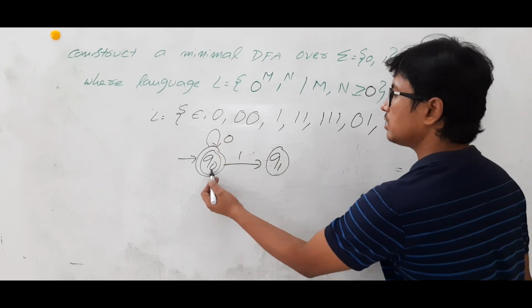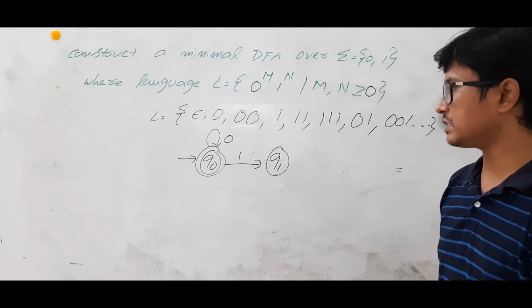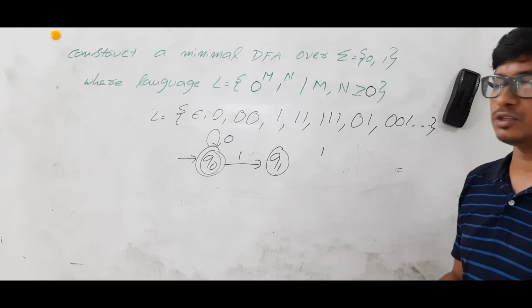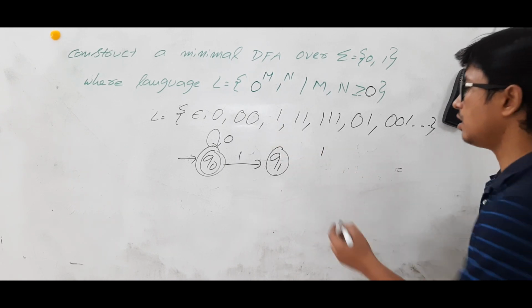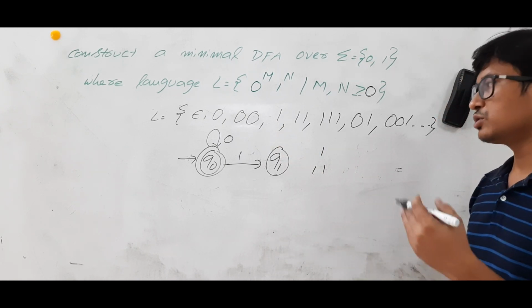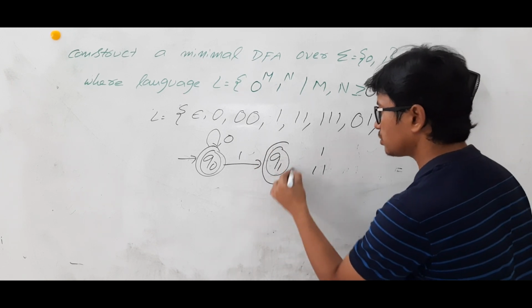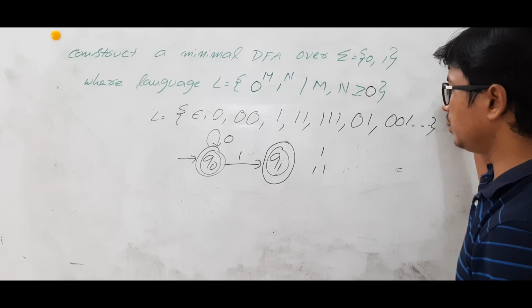Now Q0 on 1, what will happen? We will check. Meaning is that directly you can get a 1 without any zeros. Is it clear? That is possible. Or you can get more than one 1. So still you should accept it. How can you accept it? If it goes to the final state. Now we will check it.